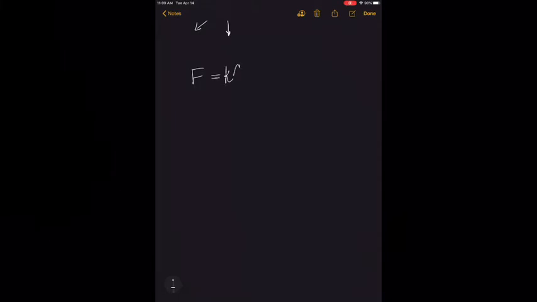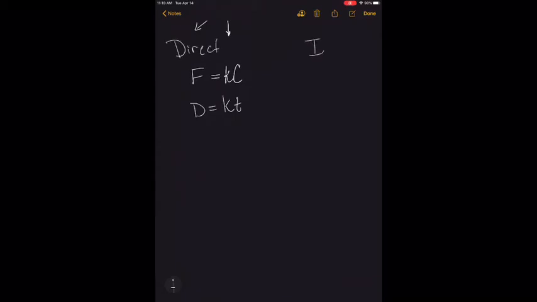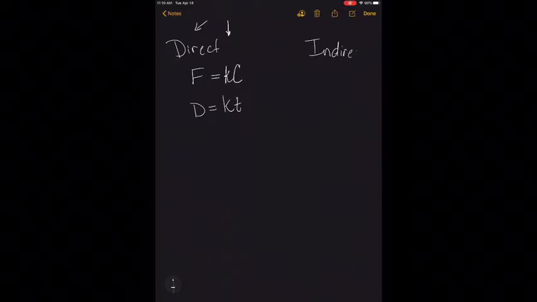So force equals K times C. It varies directly with current. Distance varies directly with time. Okay, so how about for the indirect variation? Pressure varies inversely with volume. I'm just going to label these as direct and indirect.